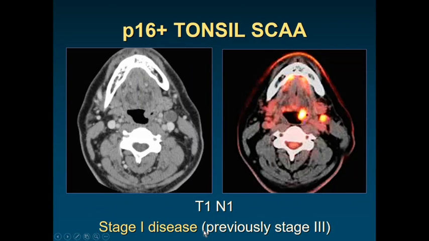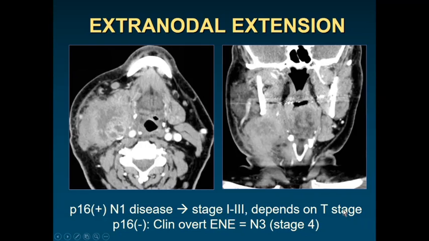P16 negative. In this case, you can't see the primary very well, but the nodal necrosis is very obvious, and you can appreciate the primary better with PET here. Even though that's a necrotic node, it did show up on PET. This one's T1N1, stage 1 disease for P16 positive. Notice that that single node would have made this stage 3 disease if it were a traditional P16 negative.